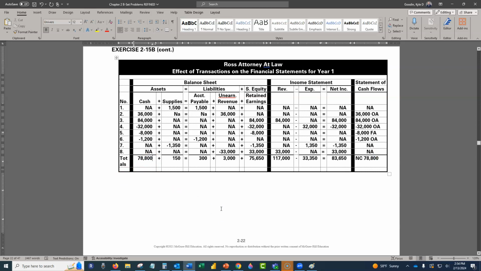So again, if you have questions about this particular exercise, please contact me. These are some of the more difficult transactions we've worked through, but hopefully by now you're starting to see how all of this really fits together.